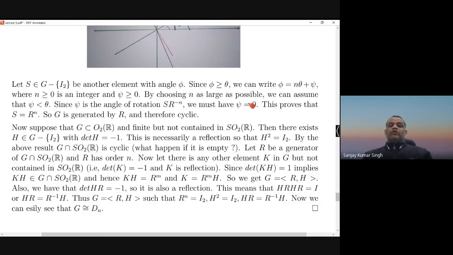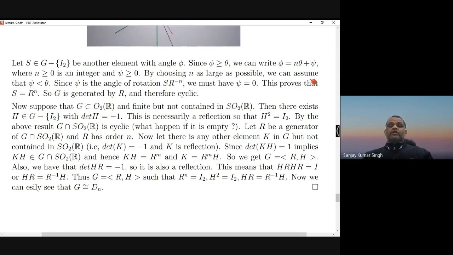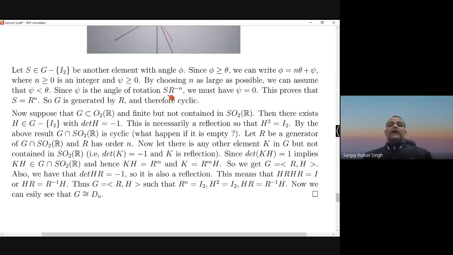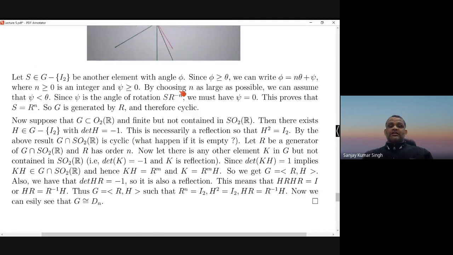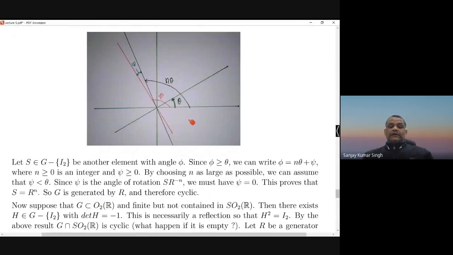Okay. So now look back at this psi. Of course, if psi is greater than theta, then I can choose n bigger, but n is the biggest one, so definitely psi is less than or equal to theta. Now look at this rotation, s r to the power -1. This is a rotation. What is this rotation? This is theta, this is phi, and this is n theta. So this is basically the rotation related to r to the power n.